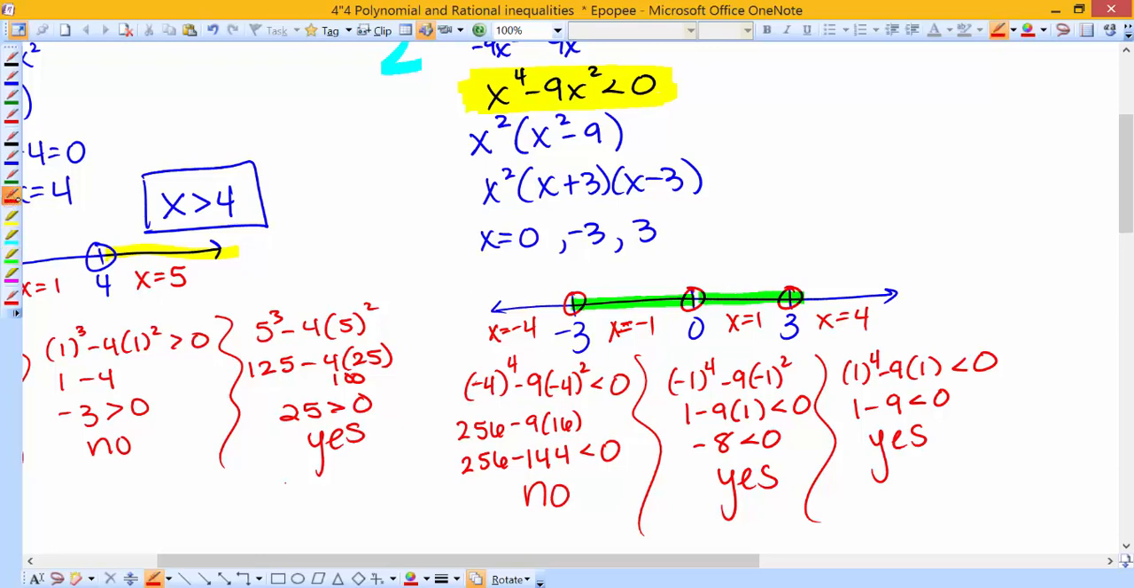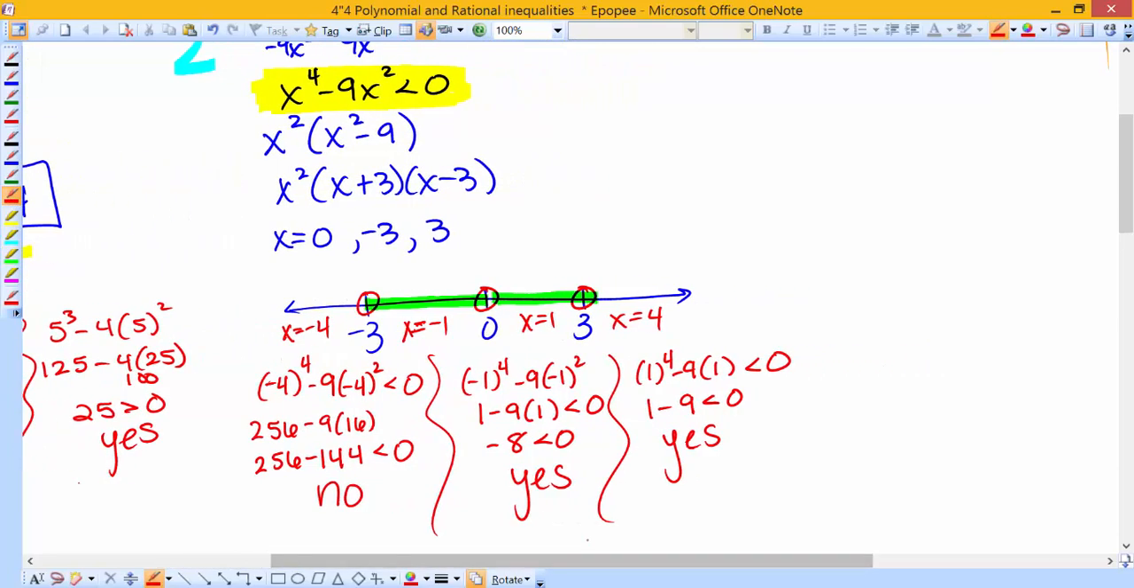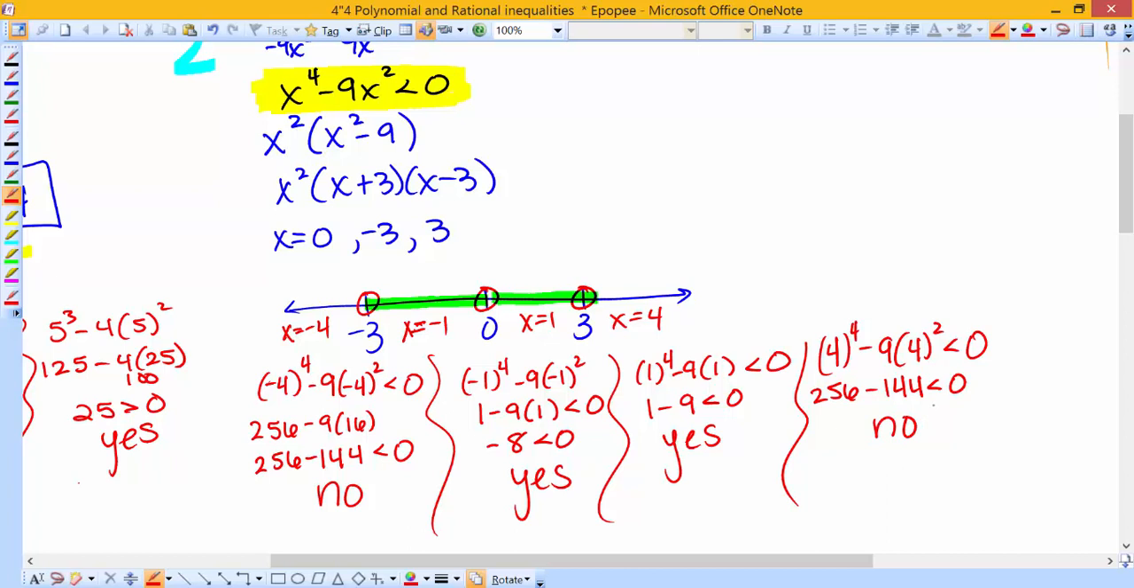And then the last one I need to test is positive 4. So 4 to the 4th minus 9 times 4 squared is less than 0. And this looks a lot like the first one we did with the negative 4. So 256 minus 144, is that less than 0? No. So please be careful how you write your answers. We got to go back and write our answers.